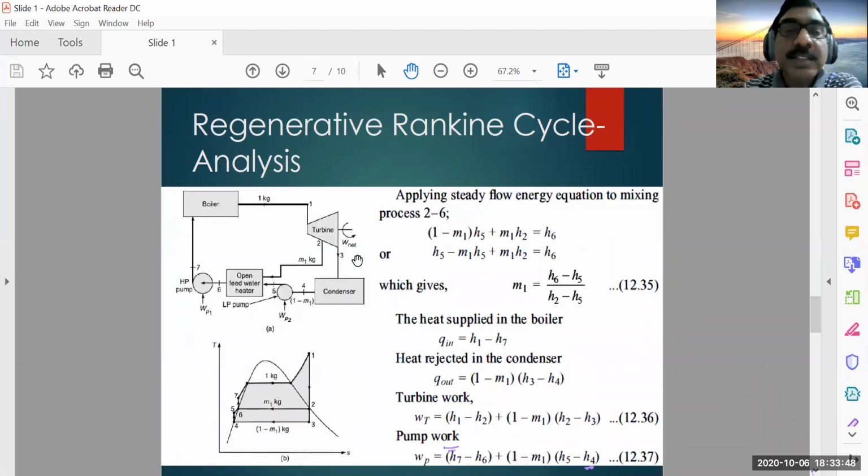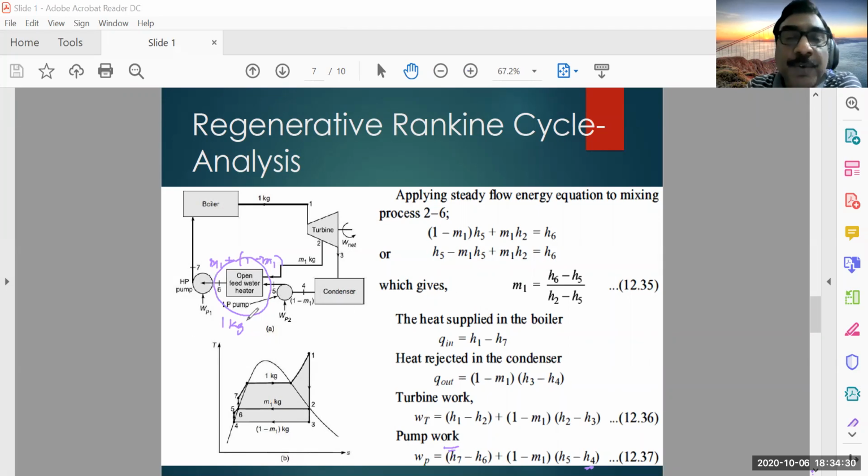So this is the analysis. Applying the steady flow energy equation to the mixing process 2 to 6, see carefully. Here in the feed water heater, one stream is coming directly from the turbine, and another one is coming from the condenser and then the pump. These 2 streams are mixing. What is the quantity that is mixing? m1 from this channel plus 1 minus m1 from this channel, so 1 kg will be leaving the feed water heater after mixing.